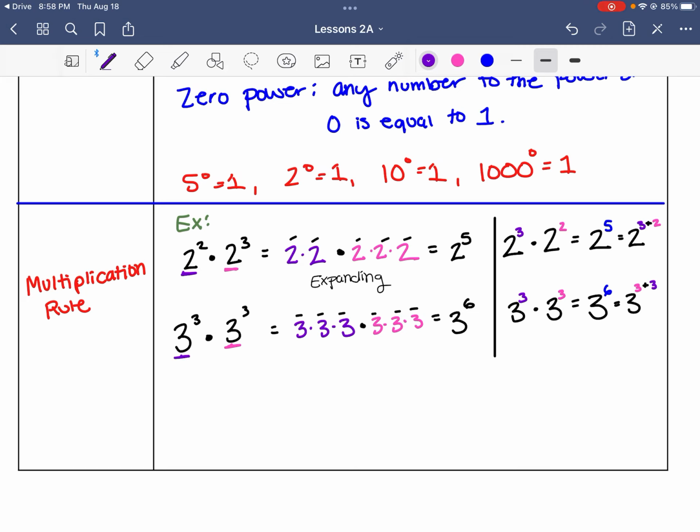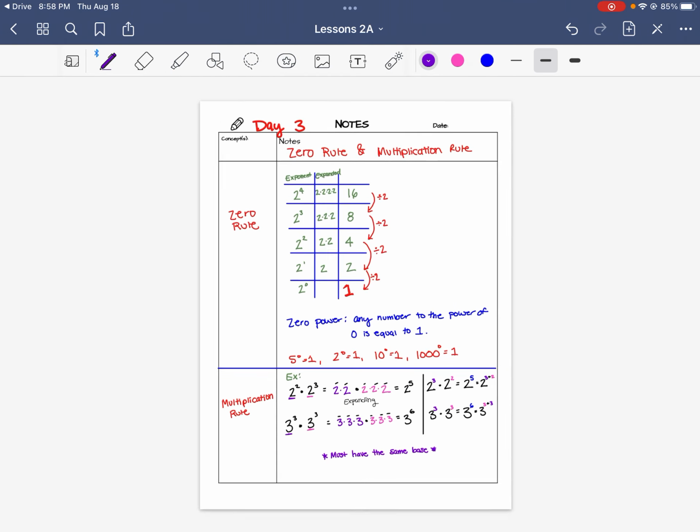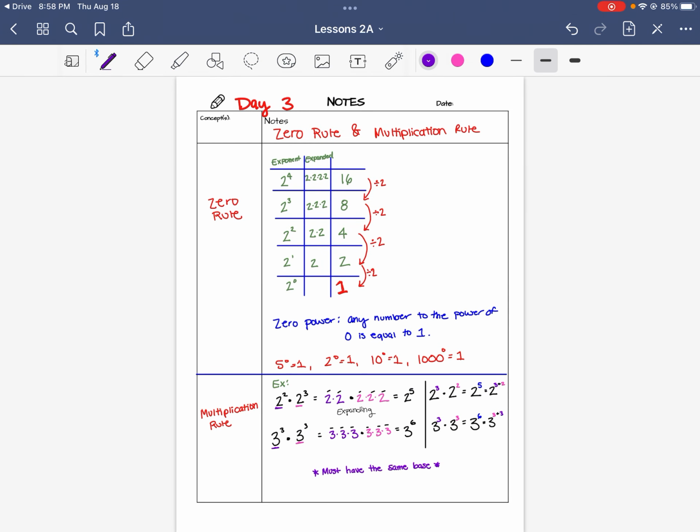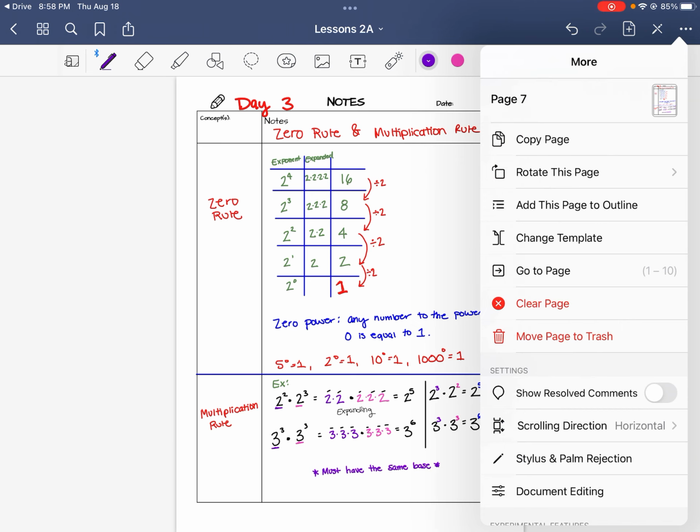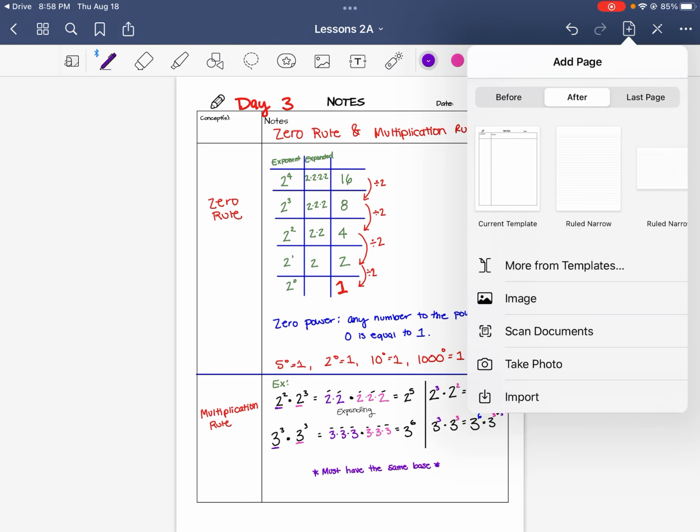So our actual cheat sheet to this is that when they're multiplying, you can add the exponents. But this only works if they have the same base. So we have to write right here, must have the same base. Now I actually copied a Delta Math problem, so you can go ahead and stop the video here, or you can keep following along.